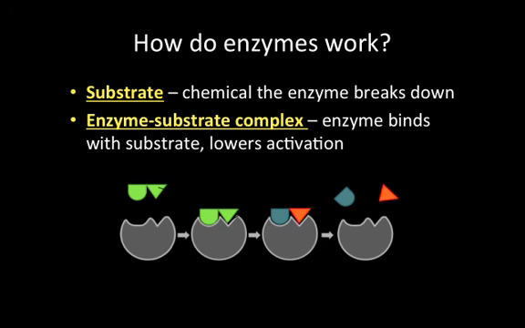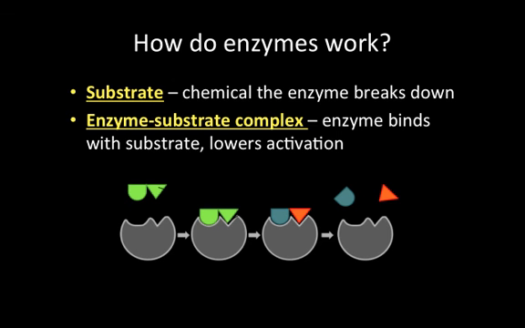So again, the substrate binds to the enzyme, forming the enzyme-substrate complex. The activation energy is lowered, so the chemical reaction takes place, the conversion from reactants to products. You can see that from going from green, which is our reactants, to our blue and orange, which are our products. And then it gets released by the enzyme, and the enzyme can be used again.